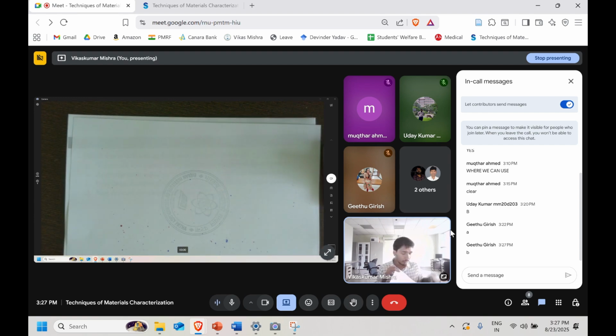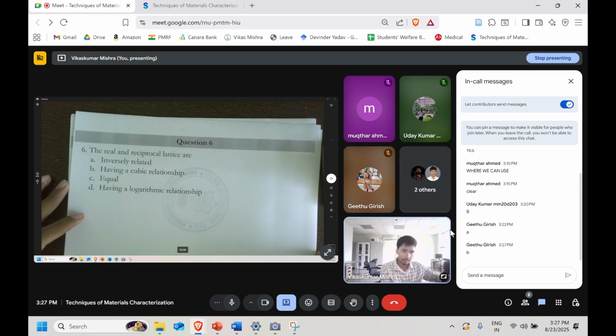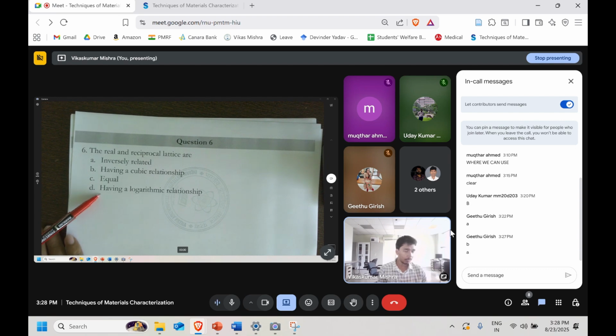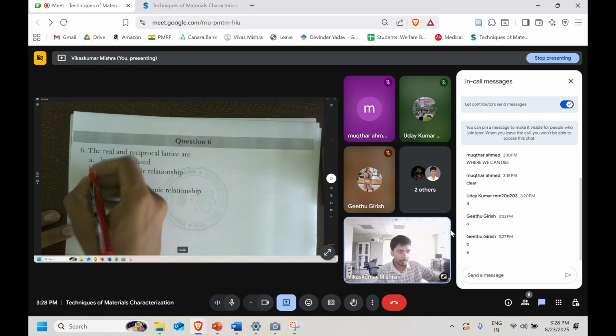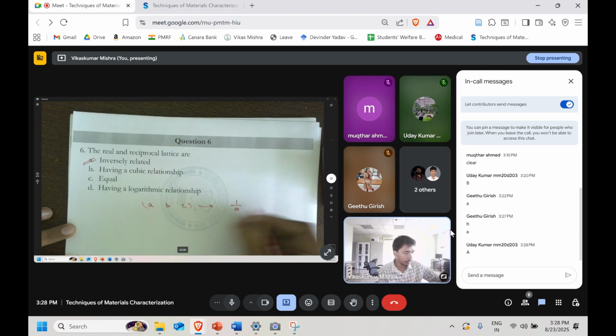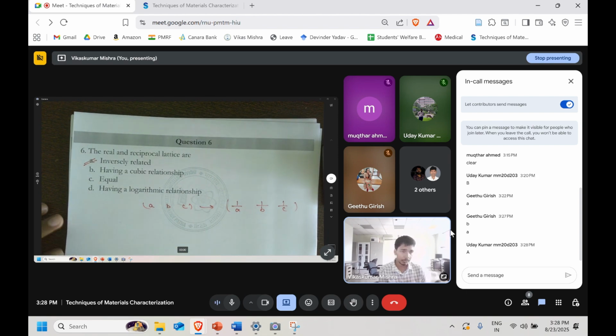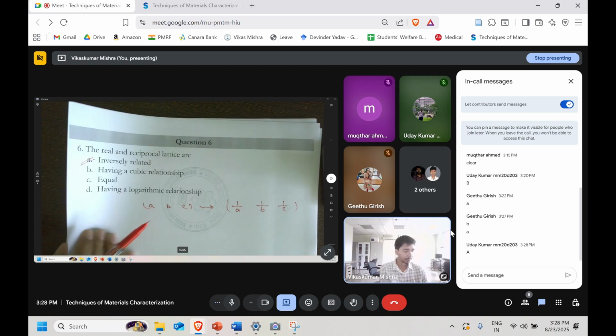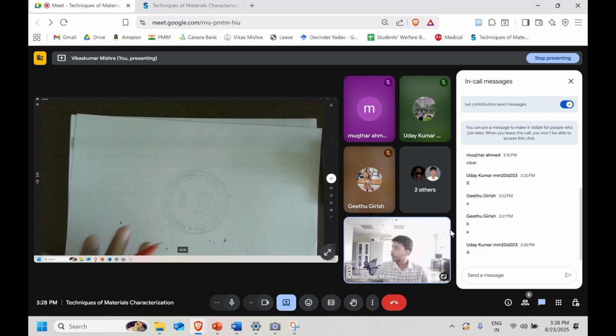I want all of you to please answer this question. It's very easy. The real and the reciprocal lattice are inversely related, have a cube relation, are equal, or have a logarithmic relation. Very good. The right answer is option A. They are inversely related to each other. If in the real lattice it's A, B and C, in the reciprocal lattice they will be 1 over A, 1 over B and 1 over C, and vice versa. Very good. The right answer is option A. Let's move ahead.